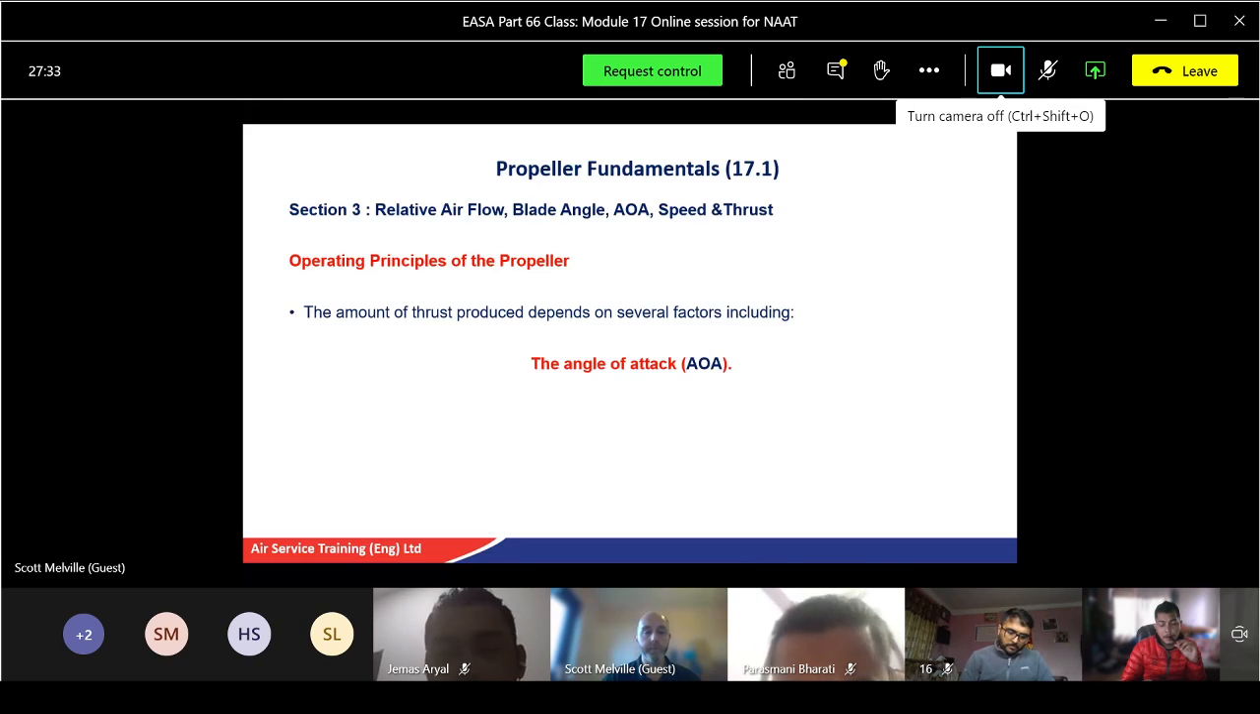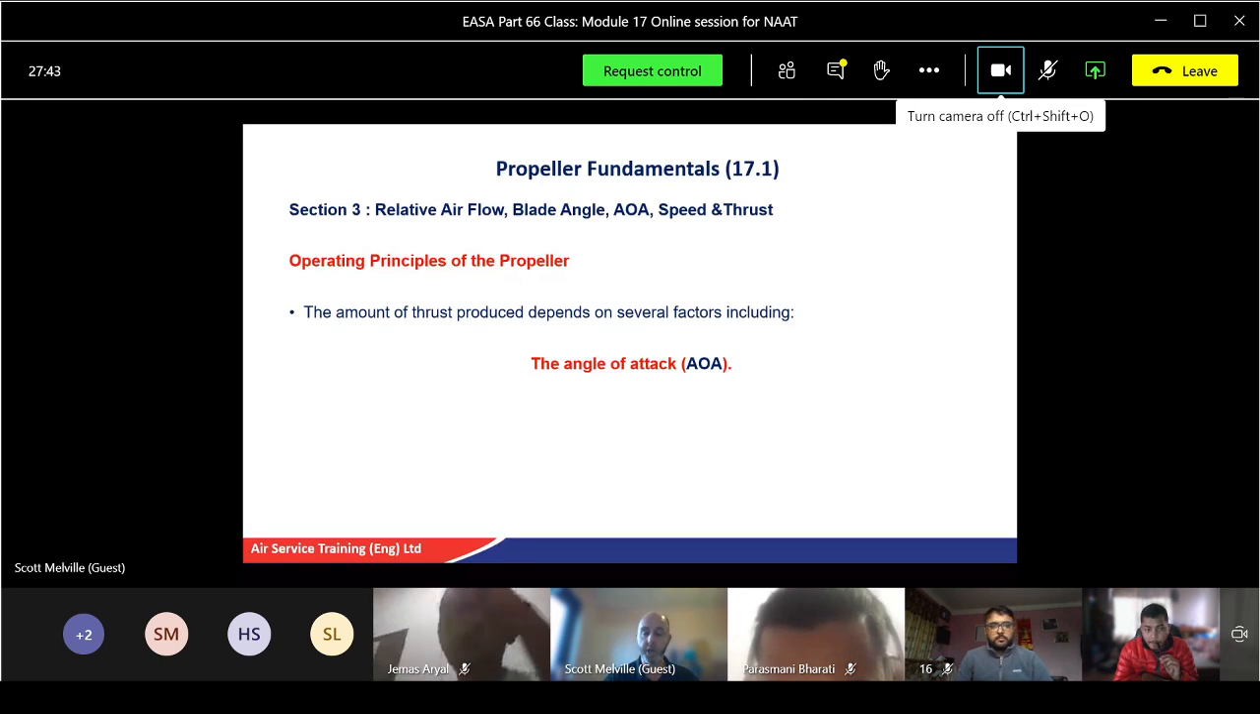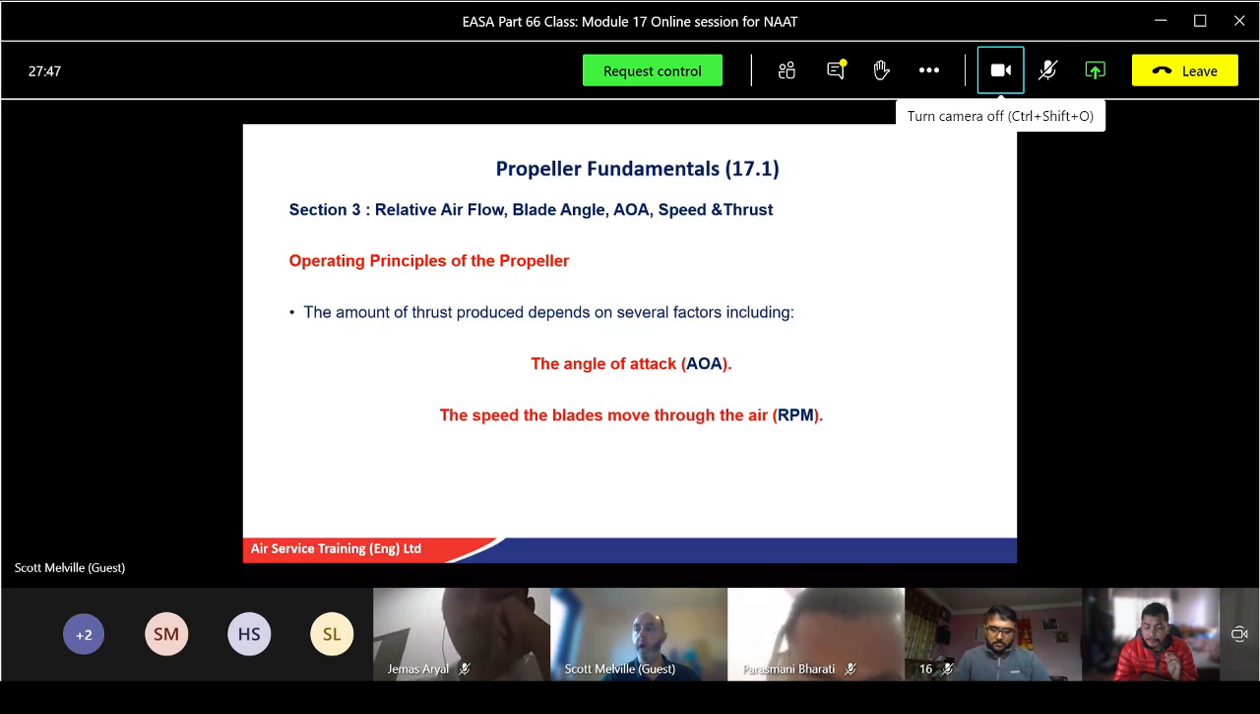Angle of attack. Like an aircraft, if we change the angle of attack, it will increase the amount of lift. Like a propeller blade, if we change the pitch on the blade or change the angle of attack, that will also increase the amount of lift, as we know it, now called thrust. Then how fast those blades are moving through the air. Like an aircraft wing flying through the air will get more lift if you make it go faster, same as propeller blades. We spin them faster, that will give us more thrust, which will give us more power.